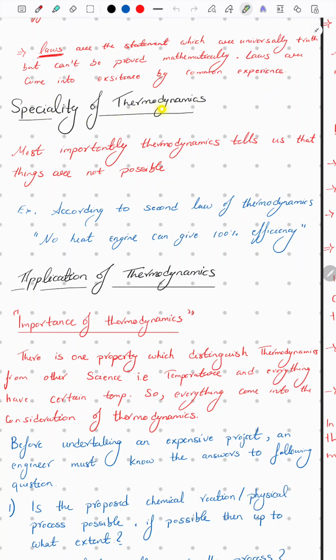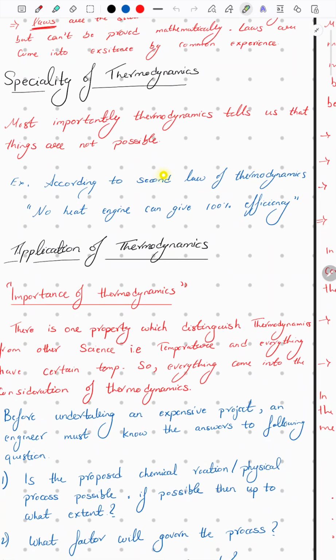Okay, so the speciality of thermodynamics. What is the speciality of thermodynamics? Interview may ask. Most importantly, thermodynamics tells us the things that are not possible. This is the major role of thermodynamics. According to the second law of thermodynamics, no heat engine can give 100% efficiency, because there will be a heat loss.